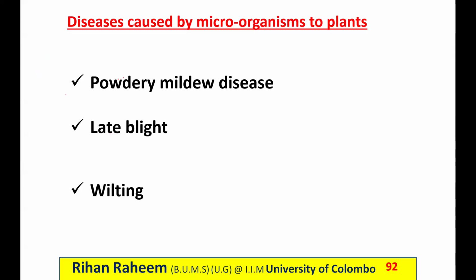So three main diseases are given in our grade 9 syllabus. First one is powdery mildew disease. The next one is known as late blight, and the third one is wilting. One by one we will discuss this.